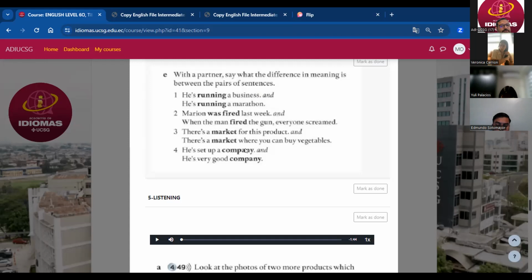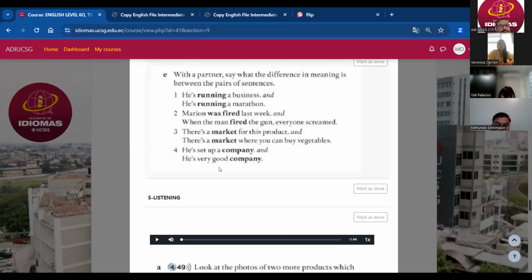Number 3, there is a market for this product, and there is a market where you can buy vegetables. Market has a different meaning, even though we're going to translate both as mercado. But you have one place that is physical. I go to the market to buy vegetables, right? But you also say, there is a market for this product. Hay un mercado para este producto. It means that there are people who are going to buy it. So that is the difference.